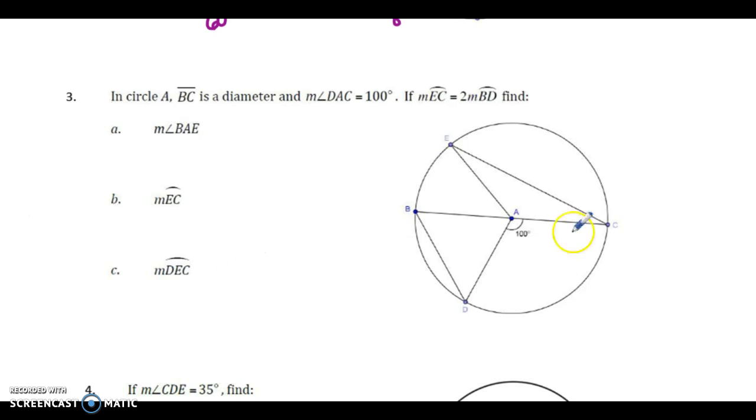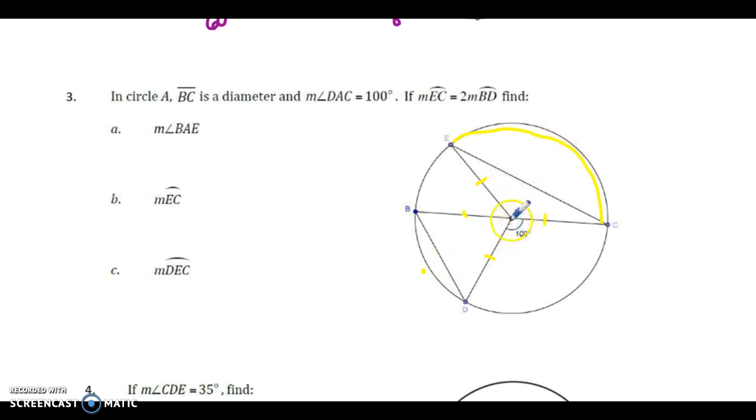So in 3, they give me one angle measurement. First of all, I want to mark all of my radii congruent. So my radii are all of these pieces right here. I'm marking them in yellow. All of those are congruent. So I see 2 isosceles triangles right away. So if this is 100 and the measure of arc EC, which is here, is twice the measure of arc BD, where is BD? Right here.